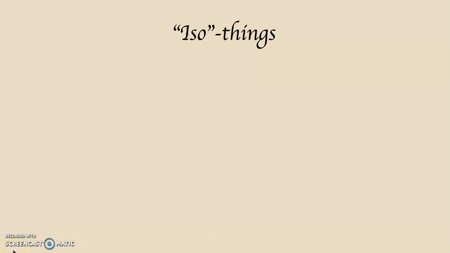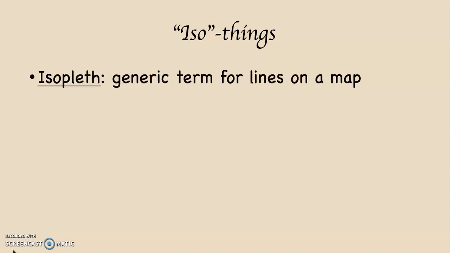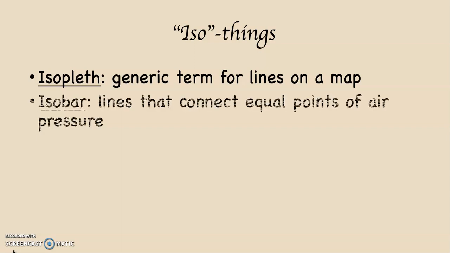You may have noticed on the term sheet these 4 words in a row that begin with the prefix iso. Iso, out of Greek, means line. An isopleth is a generic term. It's any line on a map that connects points of equal value. It makes no difference what kind of line it is or what kind of map it is. All lines on maps that are connecting equal value are generically known as an isopleth.